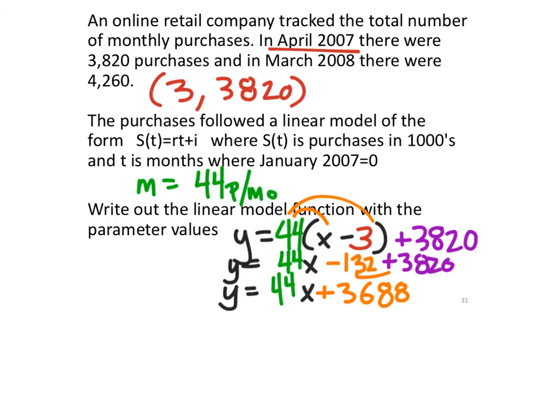The problem with this is it says that it wants the purchases in thousands. Oh, that stinks. So what this means is that we need to write this function, S of t, in thousands. So all this really means is that we're going to take each of these values, the rate and the initial value, and move the decimal over 3 times. So this ends up being 0.044x.